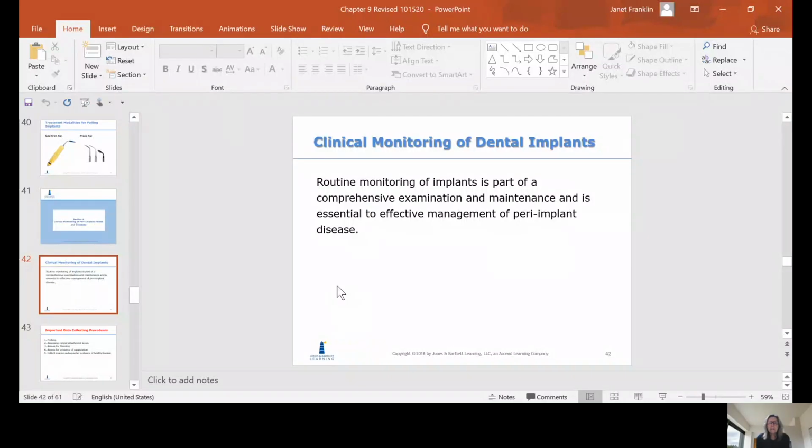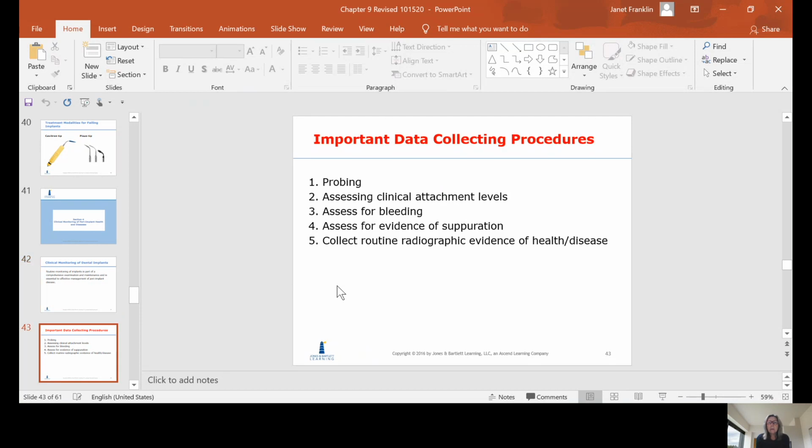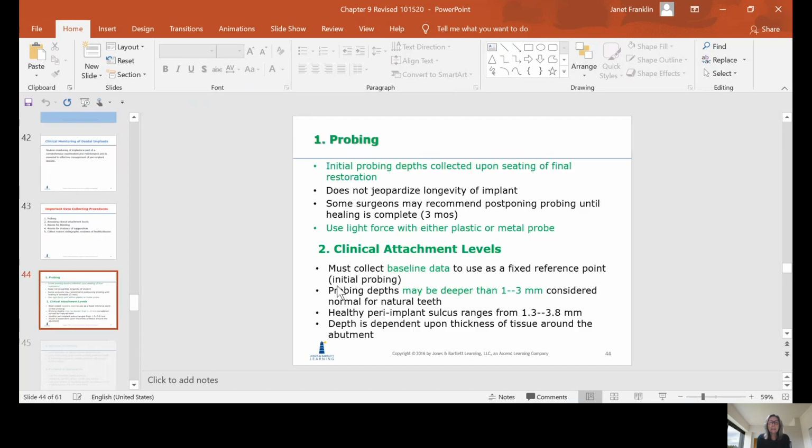Okay, so clinical monitoring of dental implants. Routine monitoring of implants is part of a comprehensive exam and maintenance and is essential to effective management of peri-implant diseases. Important data collection procedures include probing, assessing the clinical attachment levels, assessing for bleeding, assessing for evidence of separation, and collecting routine radiographic evidence of health or disease.